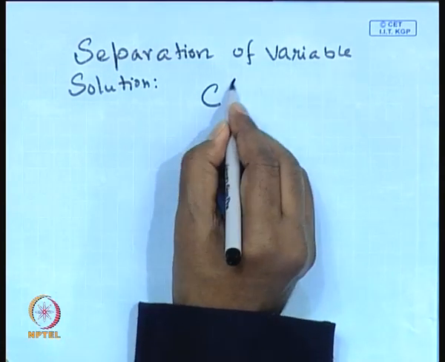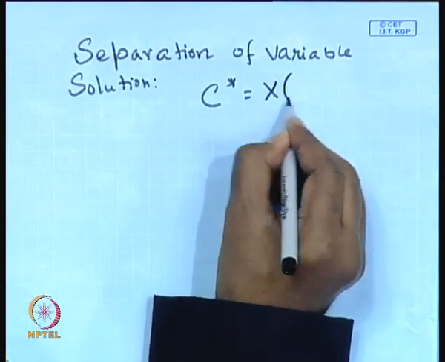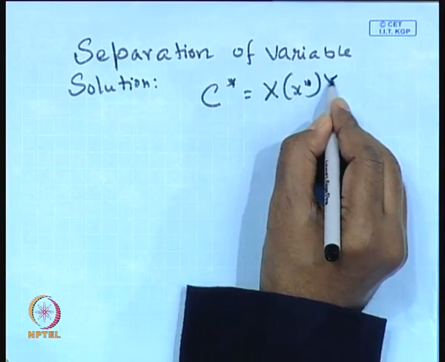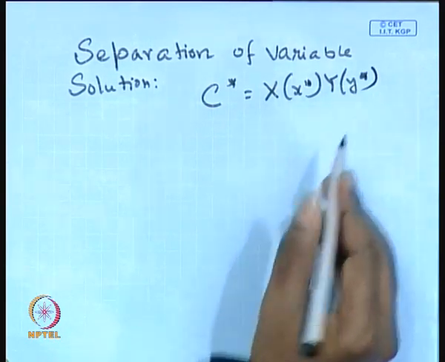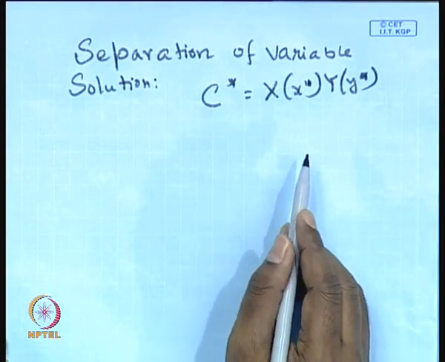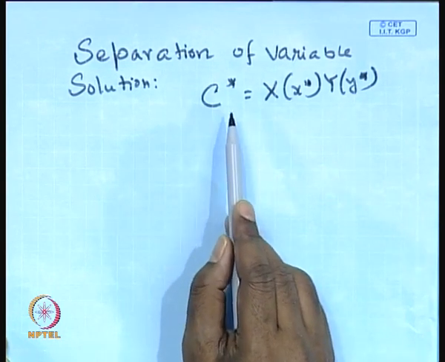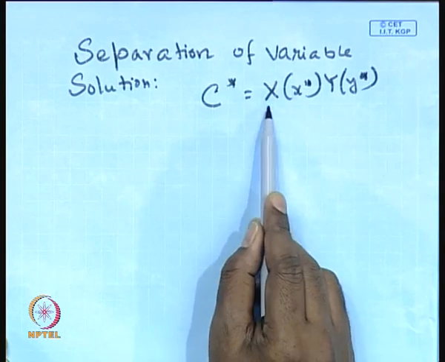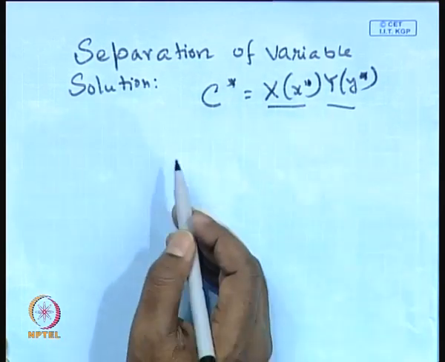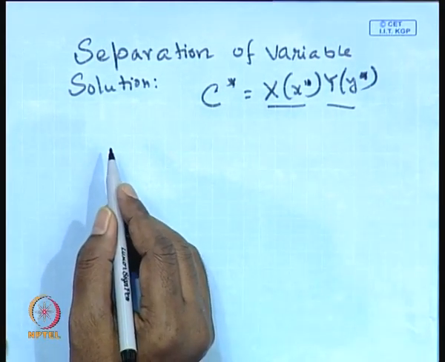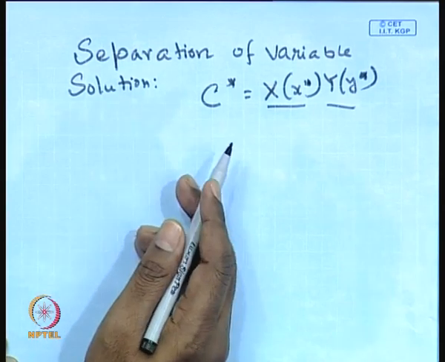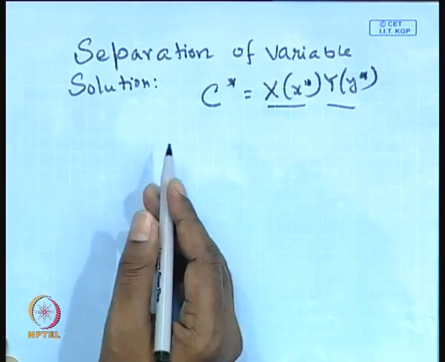Solution, we assume c star is equal to X(x star) Y(y star). So that means we can completely dissociate the x varying part and the y varying part, and the overall solution will be constituted by the product of the x varying part and the y varying part, if you can evaluate them separately. Now, you just substitute this in your governing equation.